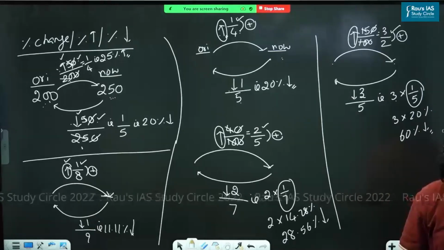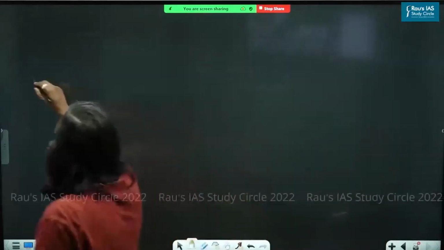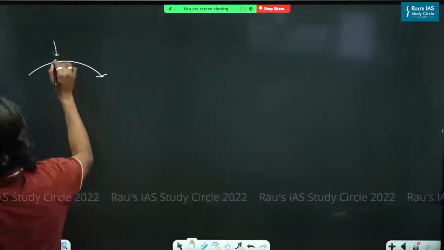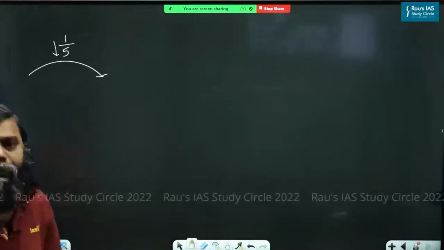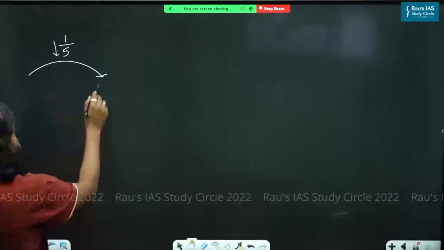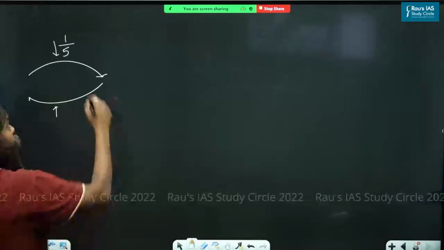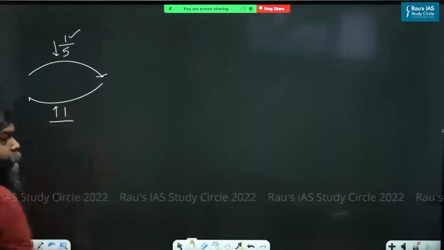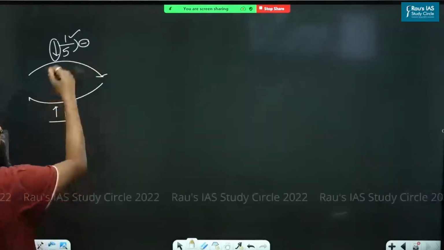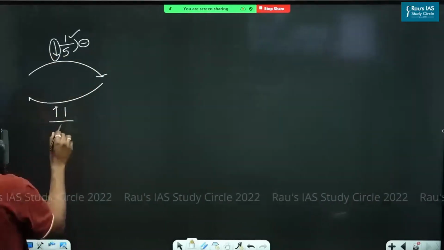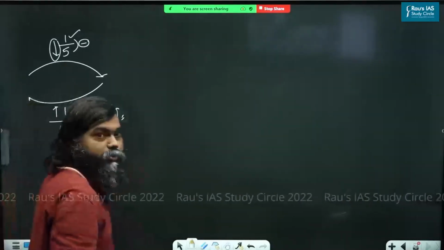So from here, next page I will write. From here to here, decreased by 20%. 20% means 20 by 100, 1 by 5. So from here to here, here decreasing means here increasing. Whatever the numerator, same numerator. Reference is decreasing, so difference between numerator and denominator, that is 5 and 1, difference is 4. That means 25% increasing.